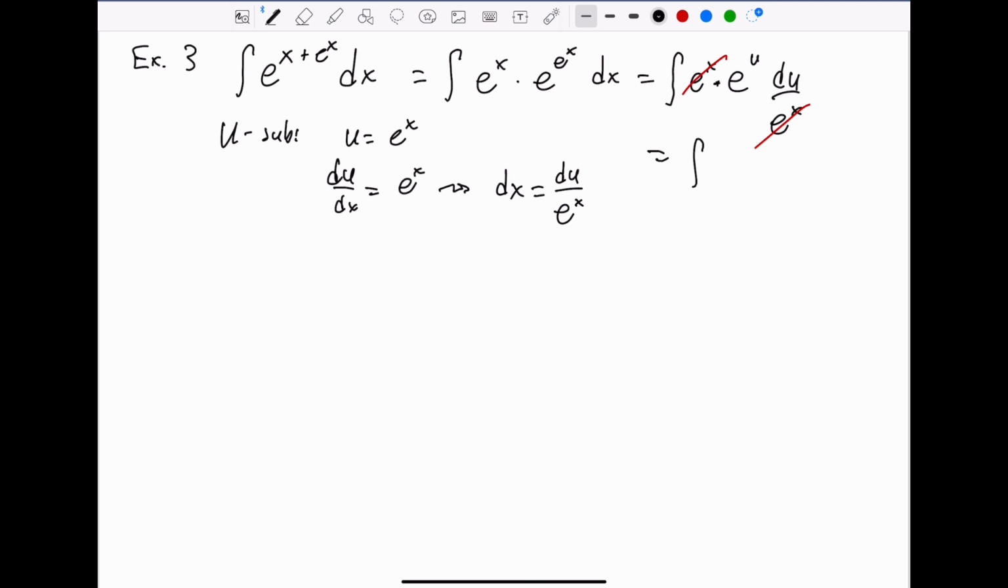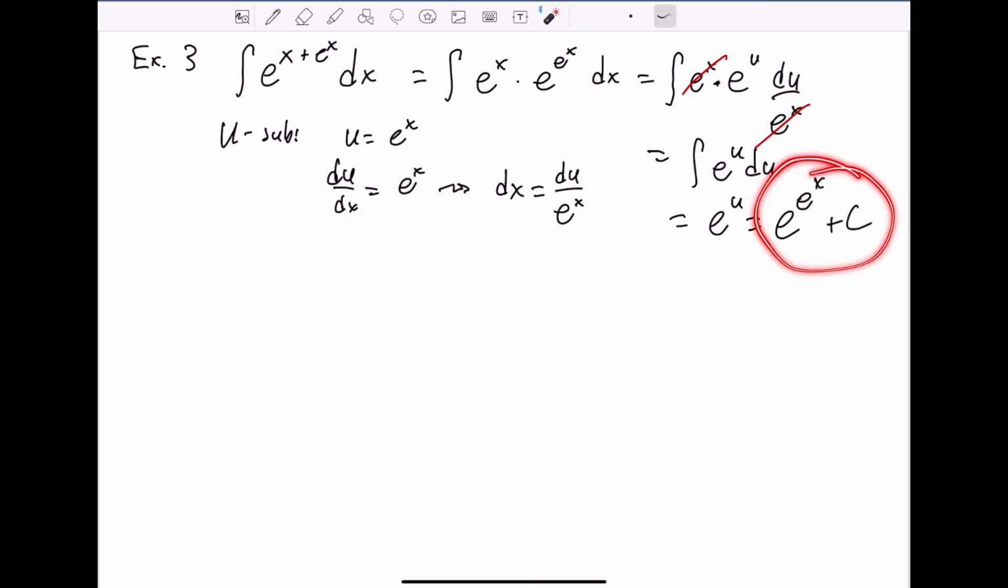But in any case, the e to the x's cancel, and I have the antiderivative of e to the x, e to the u. That is e to the u. Replace the u with e to the x, and we have the final answer, e raised to the e to the x plus c. If we take the derivative using chain rule, we'll get back to e raised to the x plus e to the x.